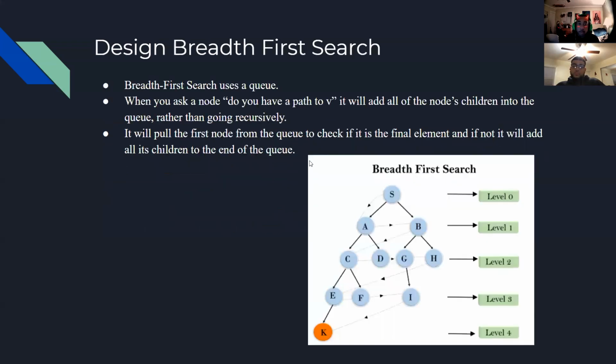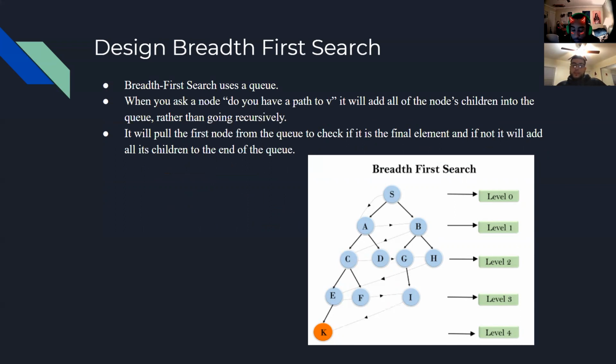then moving on, Jason will describe the design of the breadth first search. Yeah, so it's a simple design. Breadth first search uses a queue. So when you ask a node, do you have a path to V? It will add all of the node's children into the queue rather than going recursively.